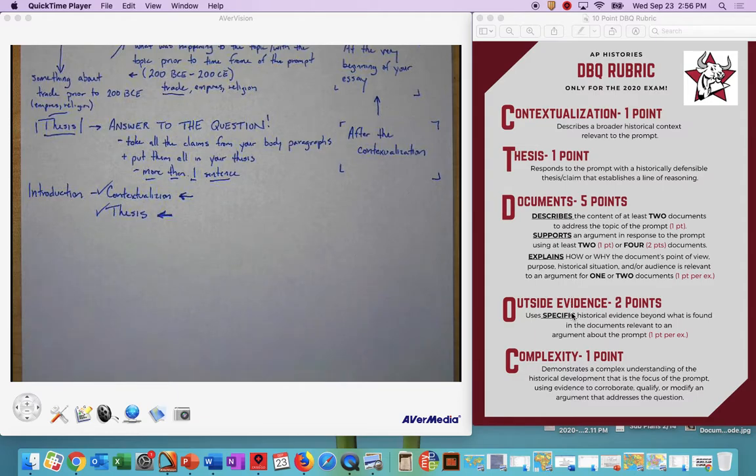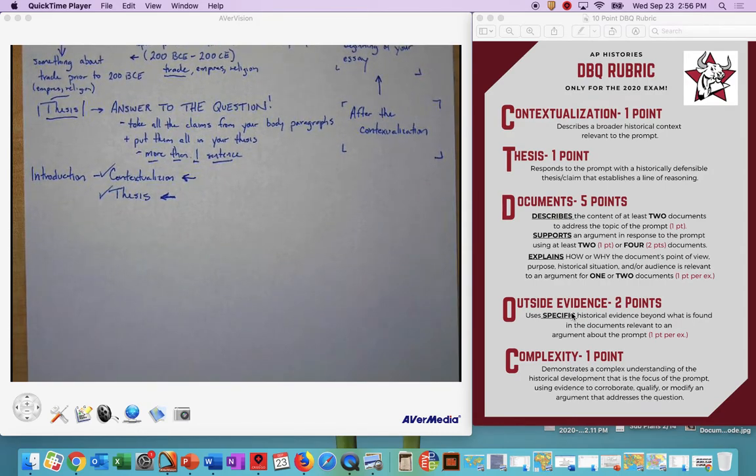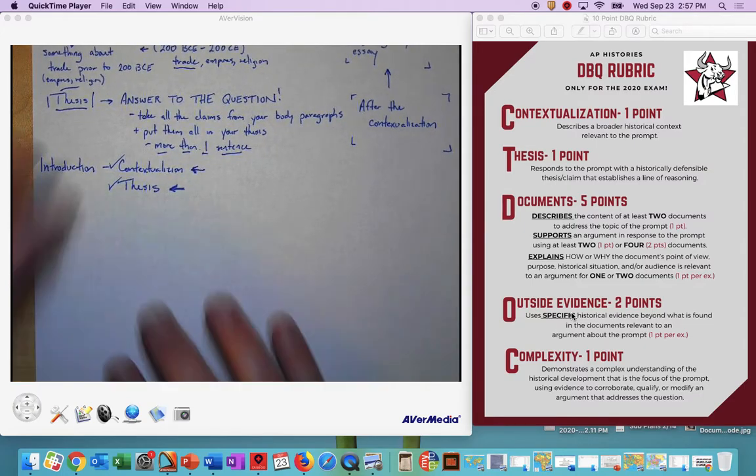But what we're going to do right now is talk about how to put together a body paragraph. You already know how to do this as well, because this is basically how you write your textbook assignments. So I make you write your textbook assignments in the format of a body paragraph. So let's see how you put together a body paragraph.